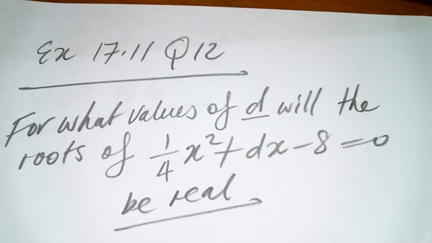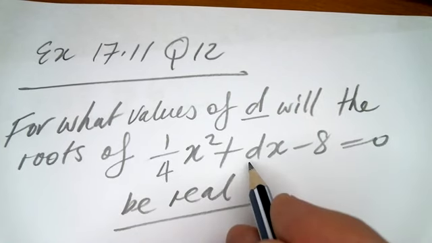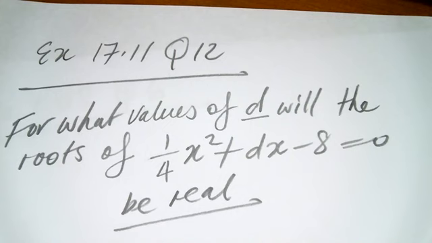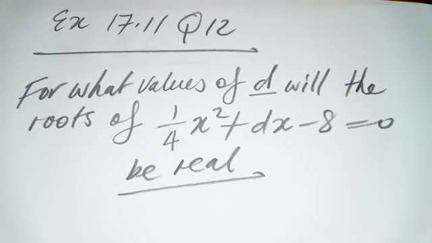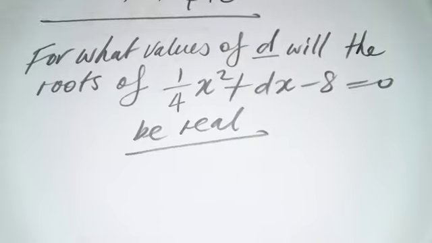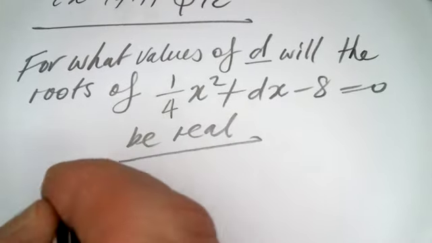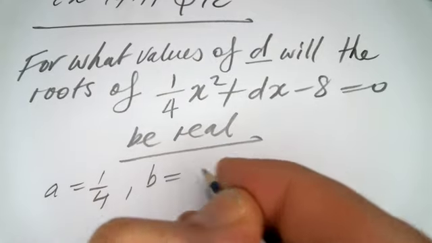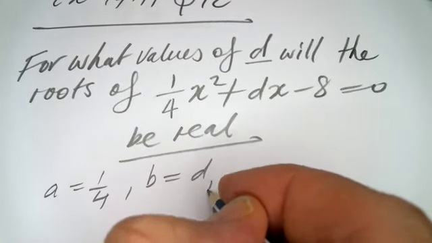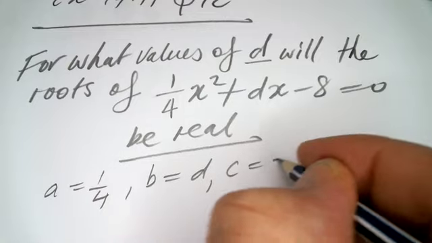Exercise 17.11, question 12. It says, for what values of d in this equation will the roots of the equation be real? So first thing I'm going to do is use the discriminant function and tease out how this will work. So let's assign some things. So we know a is going to be 1/4, b is going to be d, which is the thing we're after, and we've got c is equal to -8.